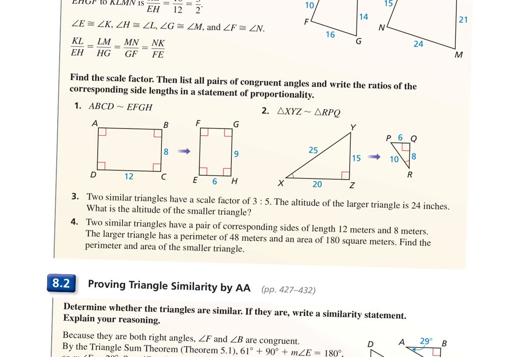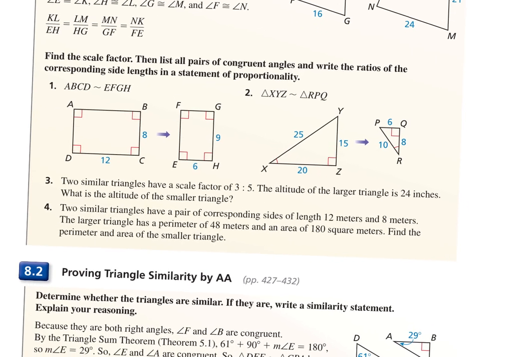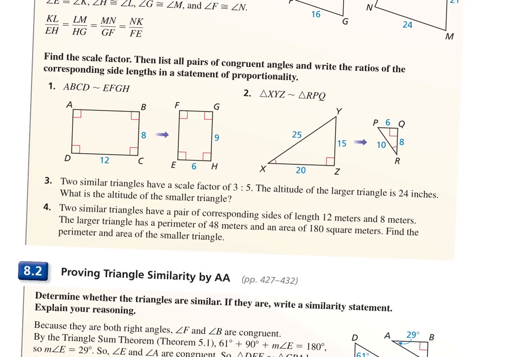If I look at that first one, it's turned on its side so that DC would actually match GH. So 12 would go to 9, or 8 would go to 6. And then for both of these, they would reduce to be 4 to 3. So that's your scale factor.